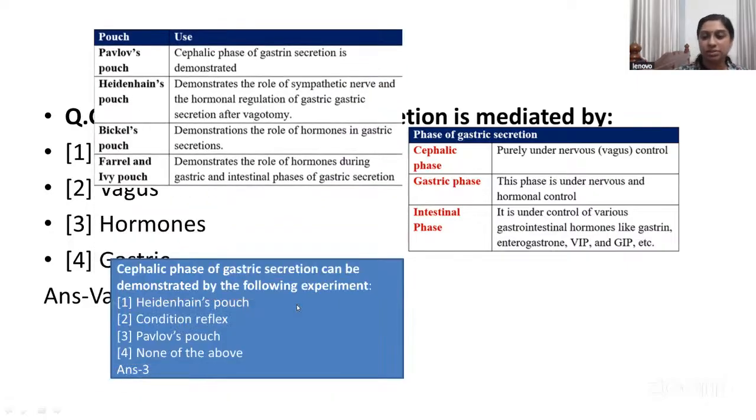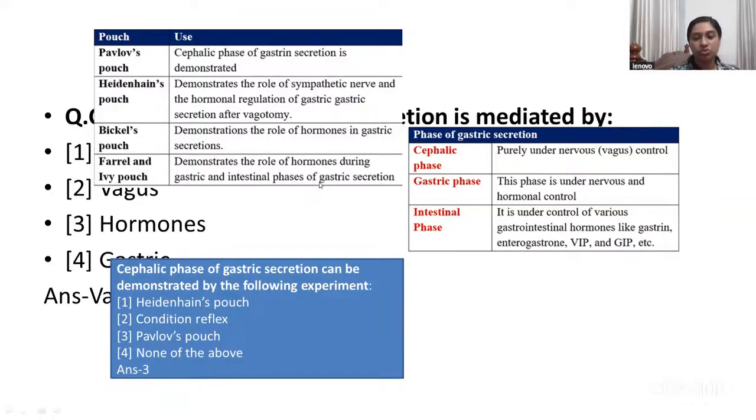So these are the different experiments. Pavlov's pouch is used to demonstrate the cephalic phase of gastric secretion. The Heidenhain pouch demonstrates the role of sympathetic and hormonal regulation of gastric secretion after vagotomy. Bickel's pouch demonstrates the role of hormones in gastric secretion. And the Farrell and Ivy pouch demonstrates the role of hormones during the gastric and intestinal phases of gastric secretion.